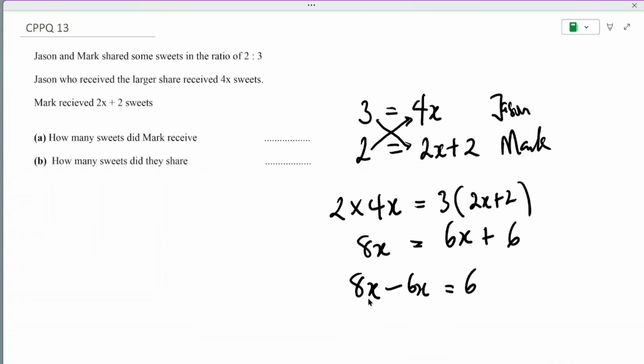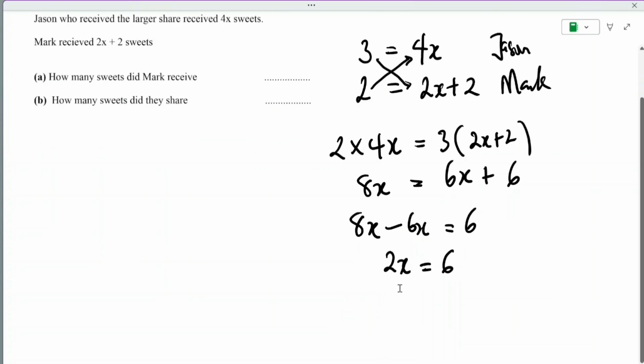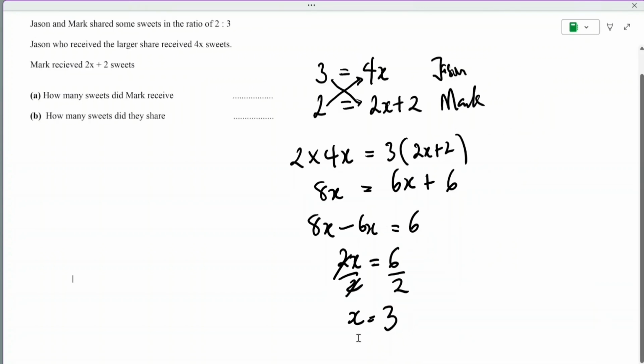We're looking for x, so 8x minus 6x will give you 2x equals 6. We're looking for x, so we divide both sides by 2, which is the coefficient of x. So divided by 2, divided by 2. 2 cancels 2. x equals 6 divided by 2 would give you 3. x is 3. Since we now know x is 3, we can then find the number of sweets Mark received.